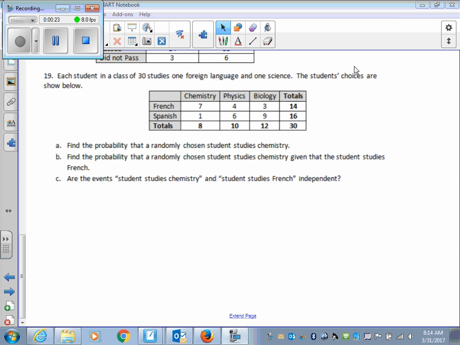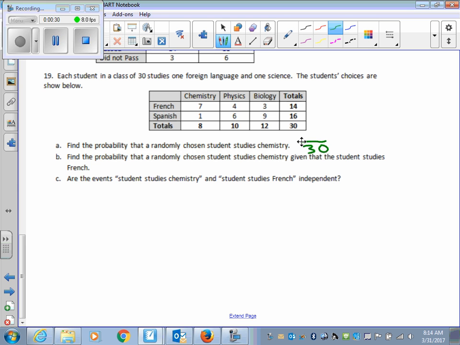So our universal set, the randomly chosen student, there's 30 in that set. And then the student studies chemistry. Well, if you look down there, there's 7 French students studying chemistry and 1 Spanish, so a total of 8. So 8 over 30 becomes 4 over 15.